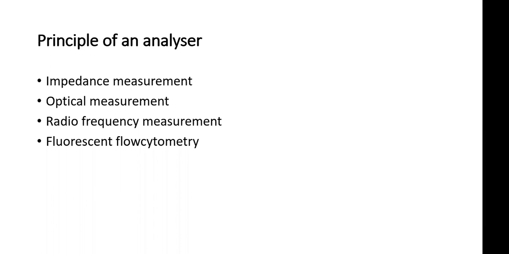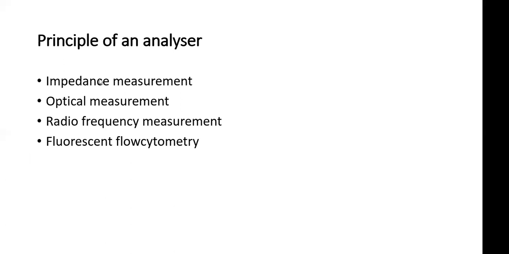But before that, for your viva purpose and for your knowledge also, you should talk about the principle of the machine. The first thing is impedance measurement, then optical measurement, then the machine uses radio frequency, and then fluorescent flow cytometry. Now these four principles I'm talking about are used in different machines, and in different companies' makes you have different principles. For example, if I talk about Beckman-Coulter, it is mainly composed using these three principles: impedance, optical, and radio frequency. When we talk about the Sysmex series, then additional fluorescent flow cytometry also comes into the picture.